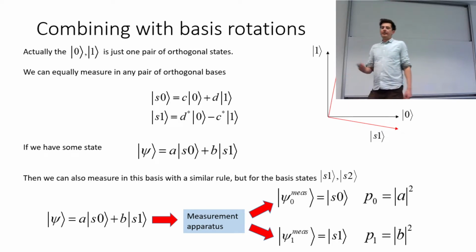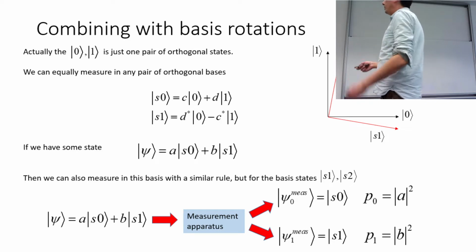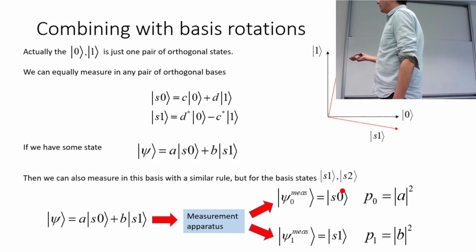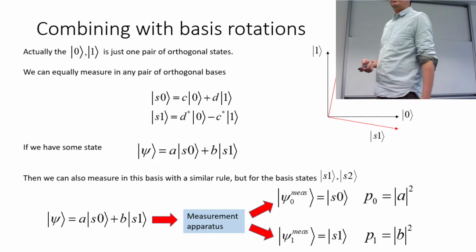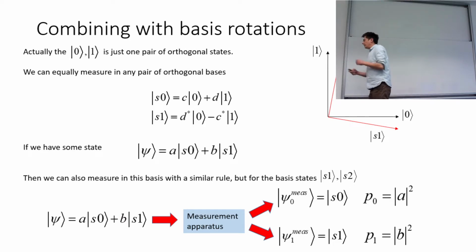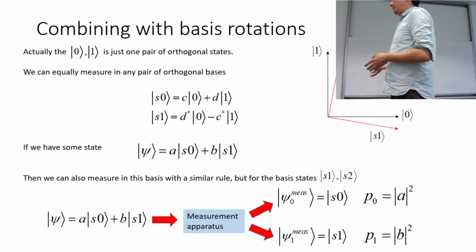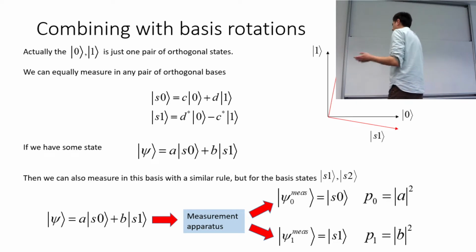Basically, how it works when you perform this measurement in this other basis is that you start with a state, and say you've written it in this basis already. Then there's some measurement machine that does the measurement. It will collapse to either S0 or S1, one of these two red states. And it will happen with probabilities given by the modulus squared of the coefficients here. So it looks basically the same thing. It's just that the measurement is now not in the 0, 1 basis, but in the S0, S1 basis.